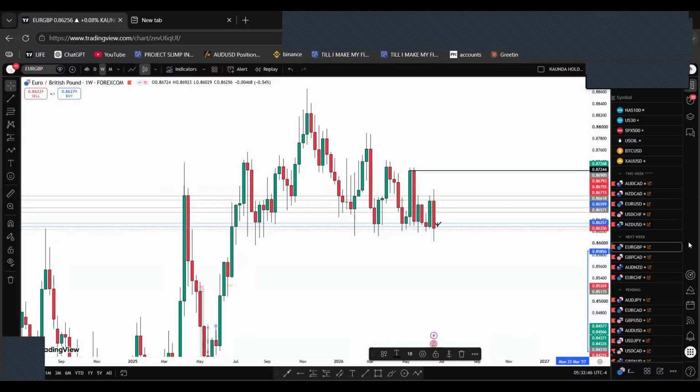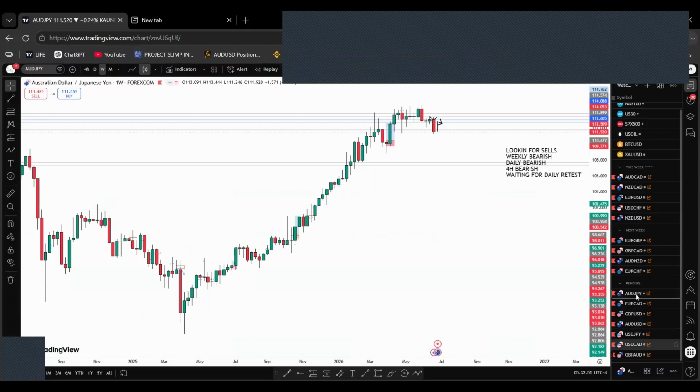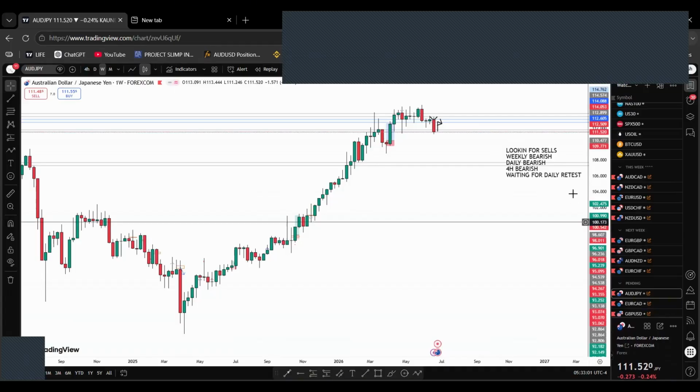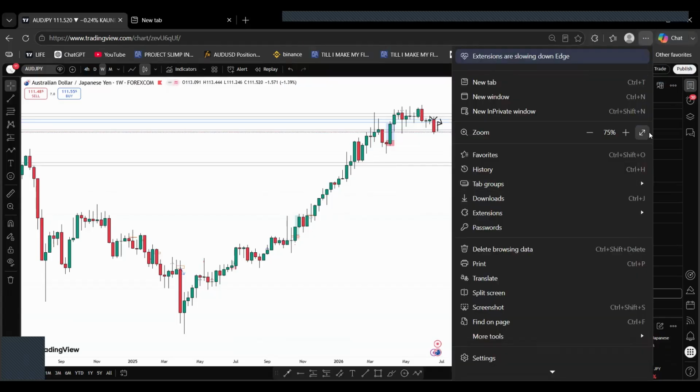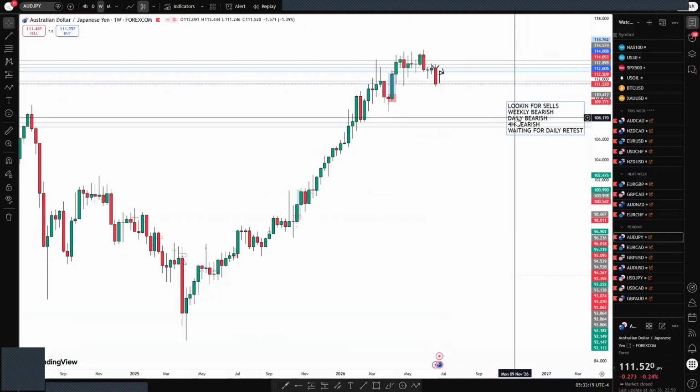Welcome back, guys. So I told you when we meet, we can continue the next three, which are these two pairs here. These ones. Okay. So now you have AUDJPY, right?